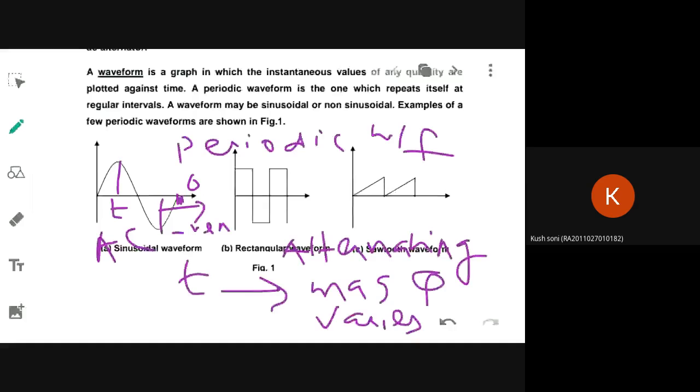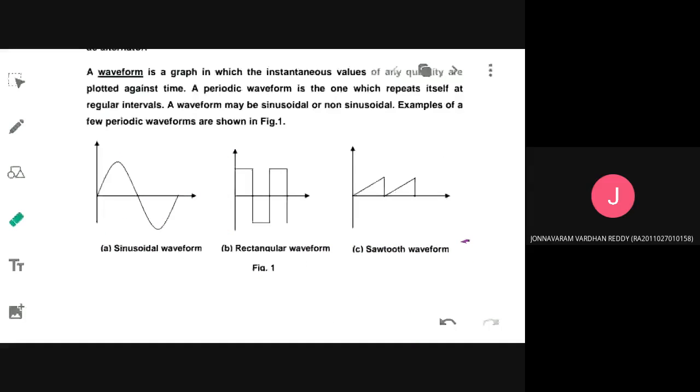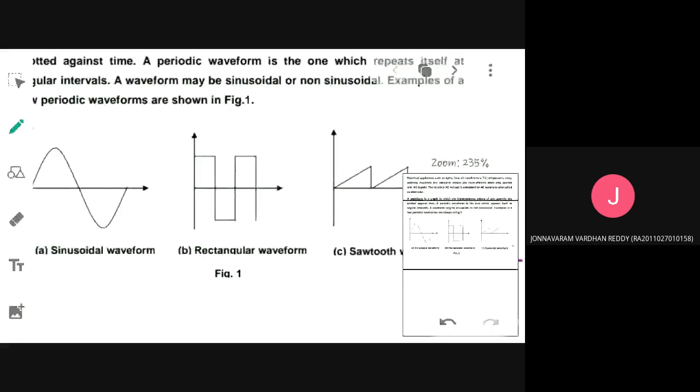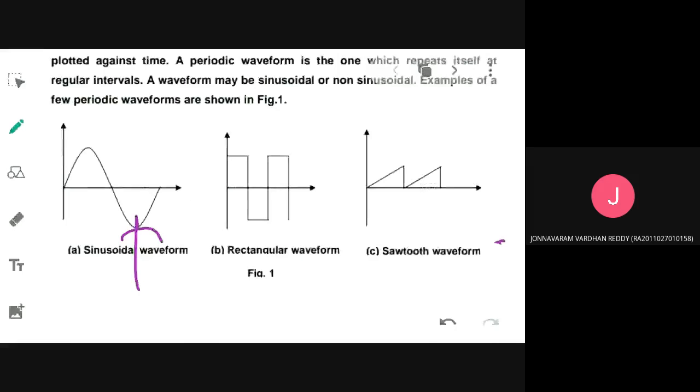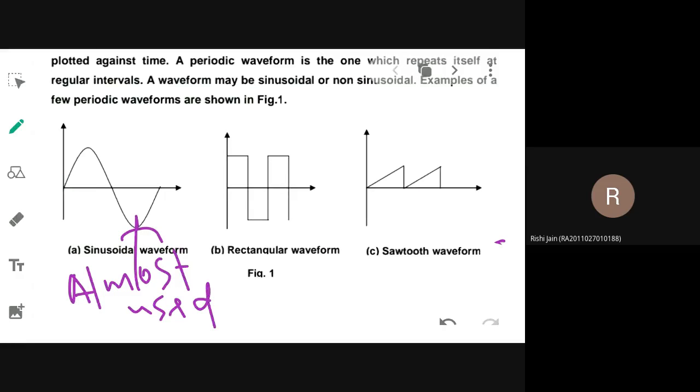The common waveform that you will be using in everyday life is what waveform? There are different types of waveforms. A sinusoidal waveform is used in almost all cases. The waveform that you get by plugging into the sockets is your single phase AC waveform.